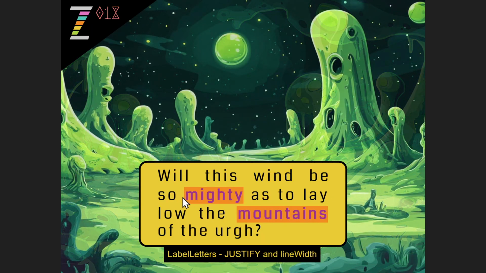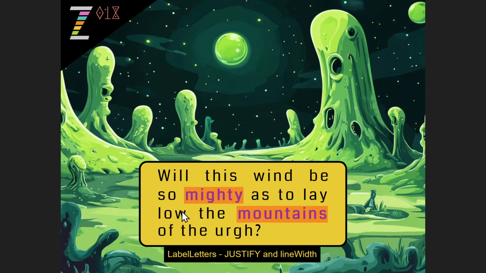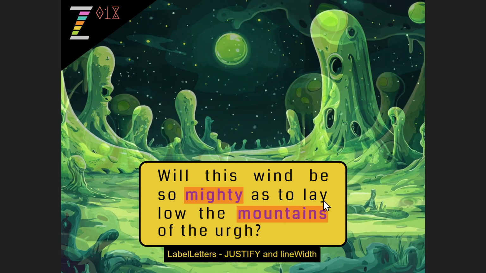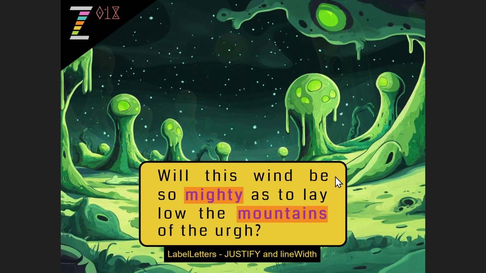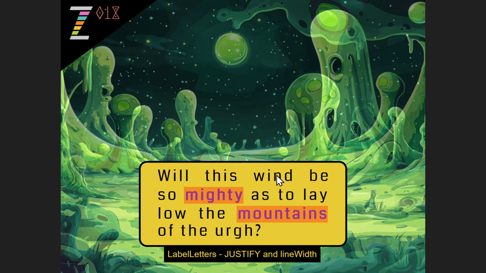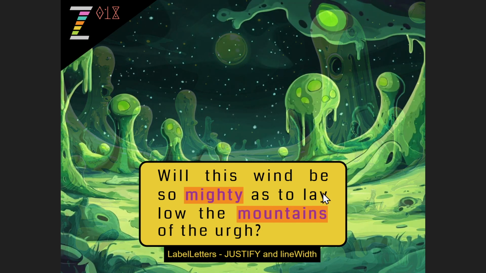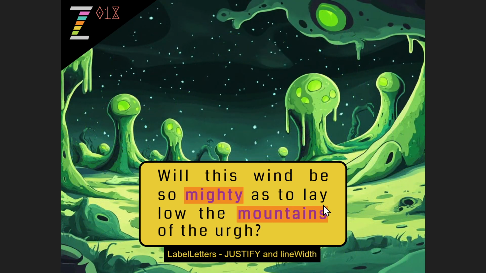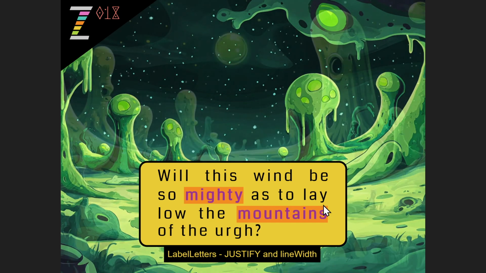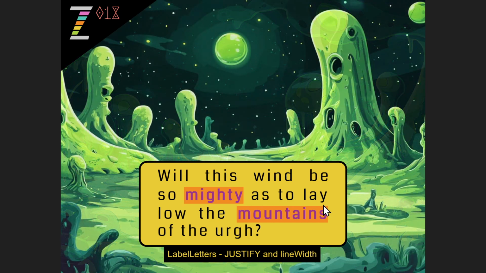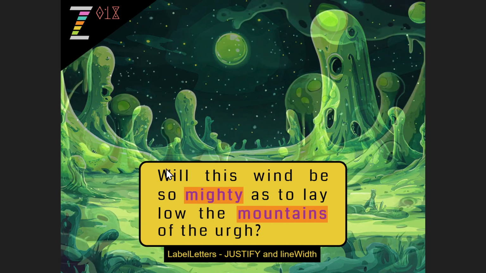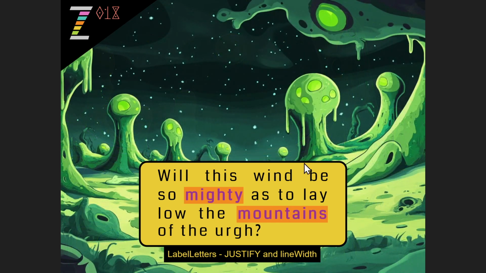Will this wind be so mighty? So what we have here are label letters. We've had those before, but now label letters can be justified on the right here. So that's when it stretches the words, and also to make that work, we have a line width. So line width is a new parameter, and justify is a value for the align property. Let's go see how this works in F11.